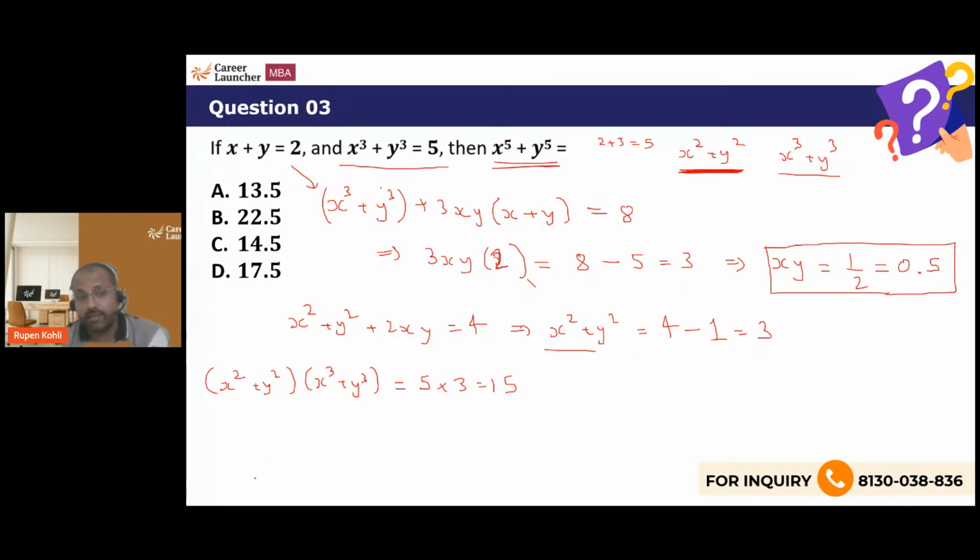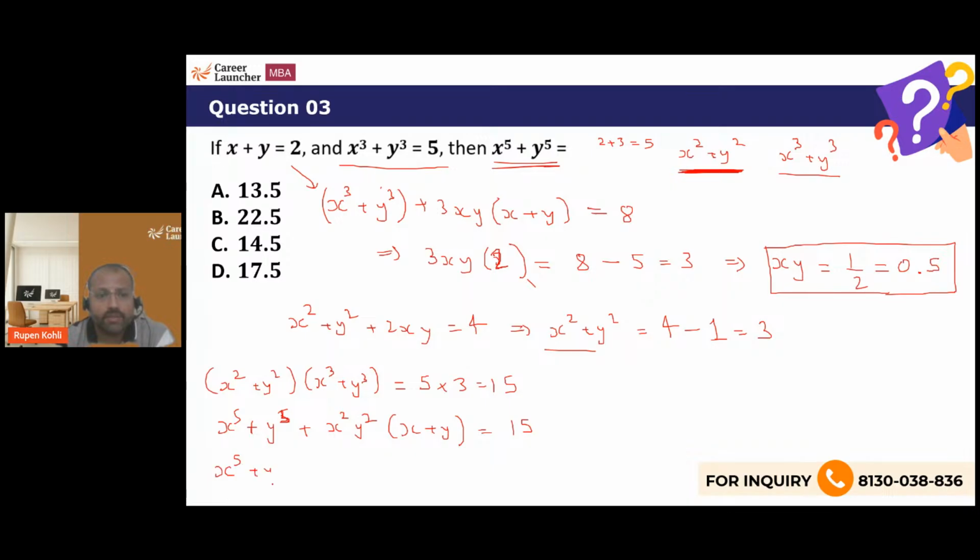Now the expansion of this will give me the required expression. So this gives me x power 5 from here and y power 5 from here. But apart from that, I'm also getting x square y cube and x cube y square, which can be written, by taking x square y square common, as x square y square into x plus y. Now I know this value as well as this value, so I can insert that. This equals 15. So I think we have the answer now.